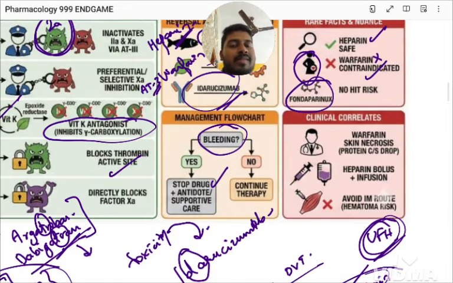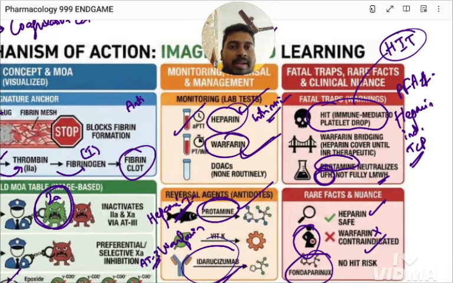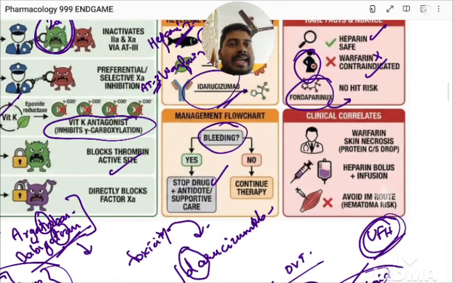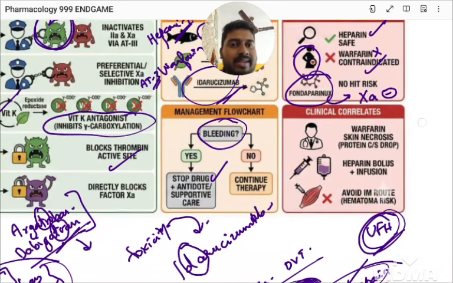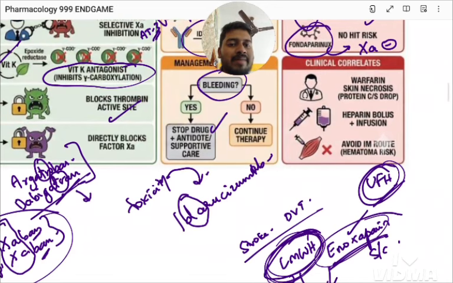Next, in fondaparinux, another thing is we saw that when we give low molecular weight heparin or unfractionated heparin, there is risk of heparin-induced thrombocytopenia. But that risk is not there with fondaparinux. It is actually factor 10A inhibition only, but not directly. It is indirect inhibition via antithrombin 3. So that is what you need to remember. Mechanism of action is almost the same as low molecular weight heparin.